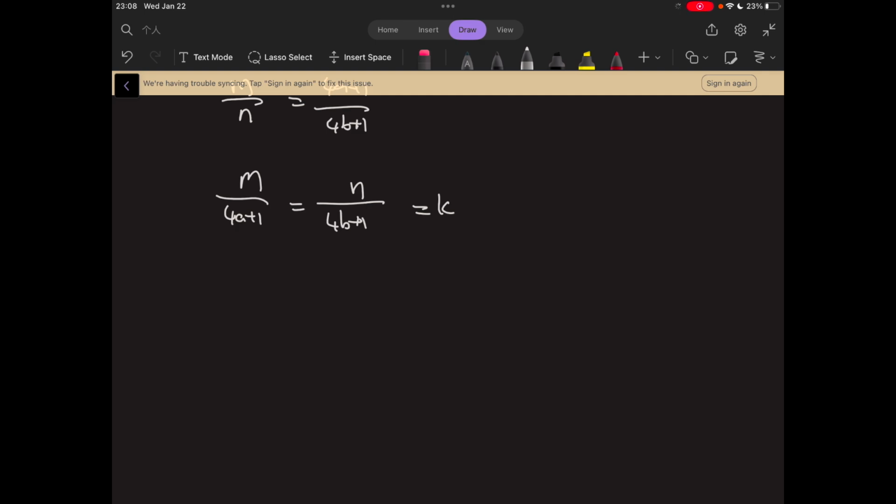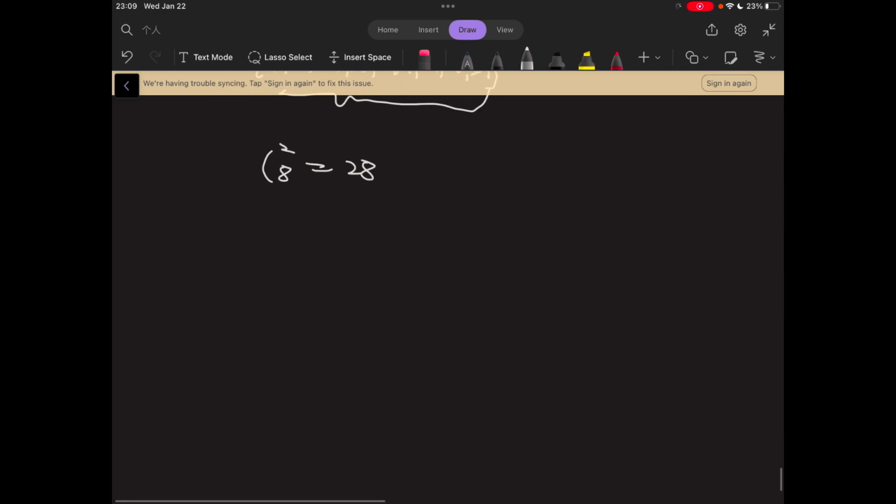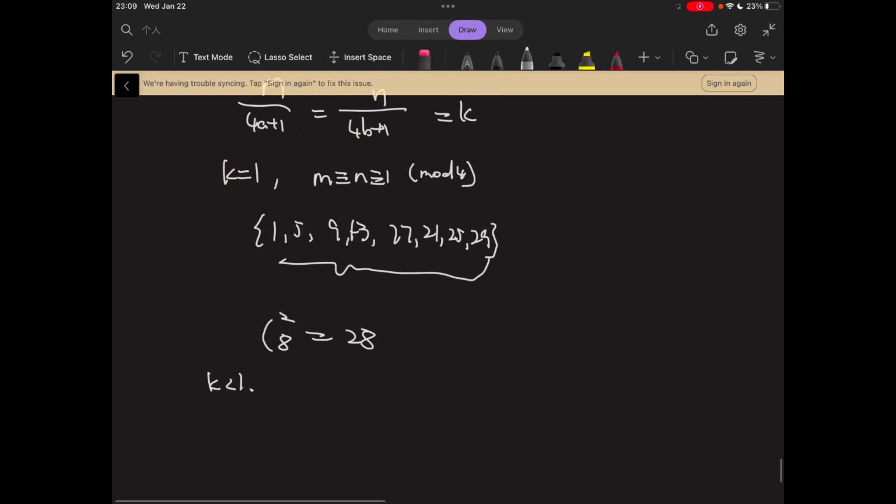Now, we do a little bit of casework. If k is 1, then m mod 4 is equal to n equals 1. So this means we need to choose two elements from this set. There are nine elements. Choose 2, which we get the answer. It's going to be 28.